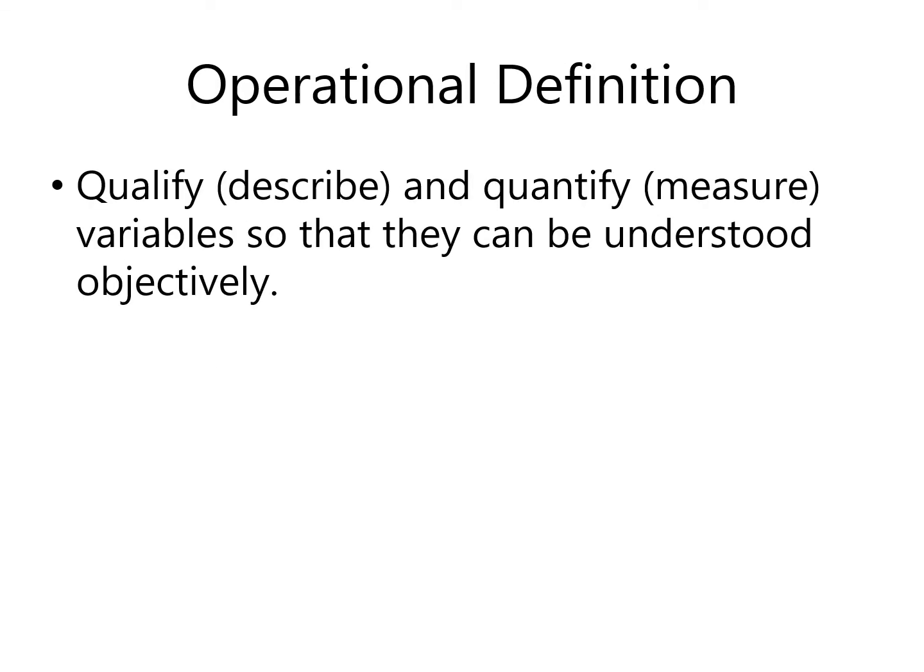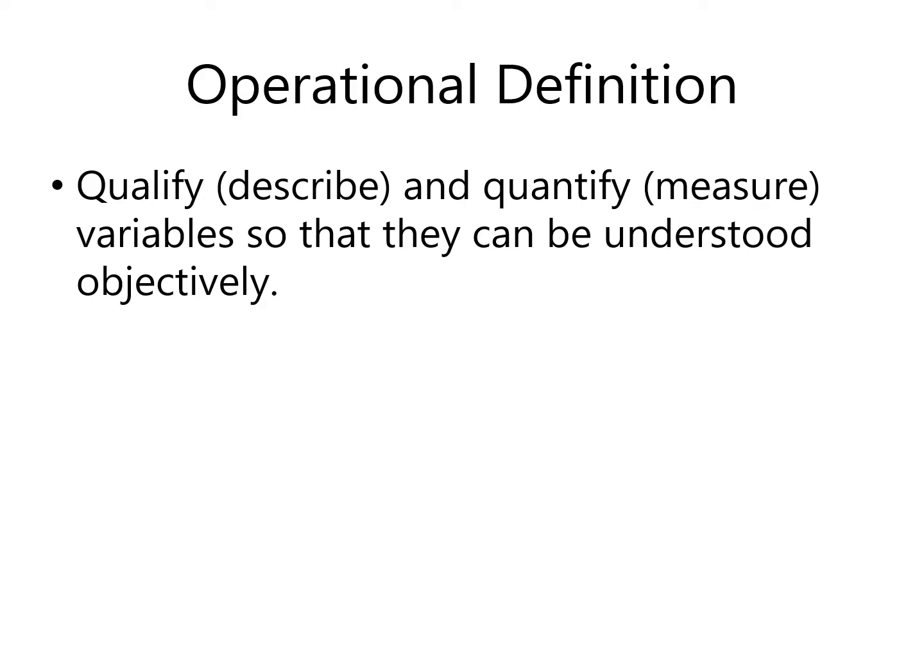In order to do experimental research, it's really important that we understand exactly what we're studying. Part of that is creating what we call an operational definition. With the operational definition, we qualify or describe and quantify or measure variables so that they can be understood objectively. So we have to know exactly what we're doing.